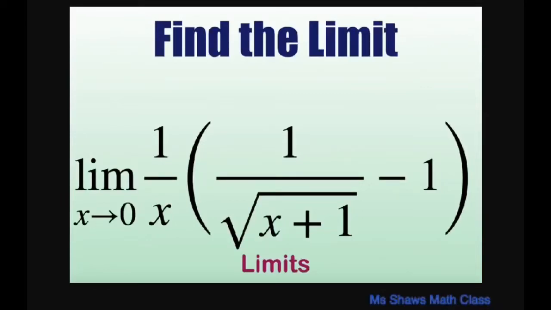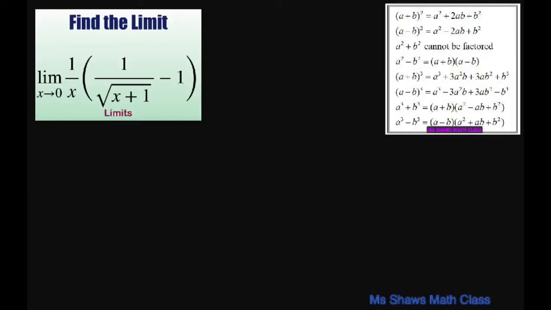Everyone, we're going to find the limit as x approaches 0 of 1 divided by x times the quantity of 1 divided by square root of x plus 1 minus 1. All right, so the first thing, let's simplify this and get our common denominator. Clearly, if you substitute in a 0 here, it's going to be undefined.